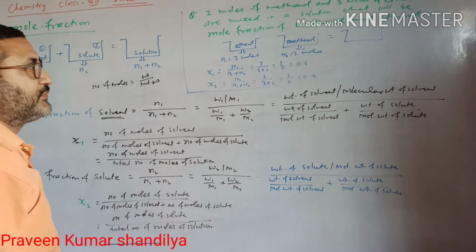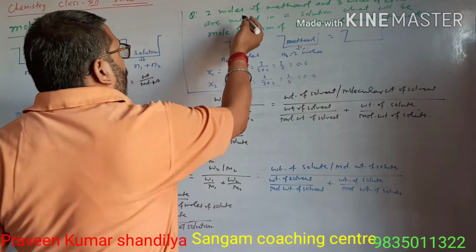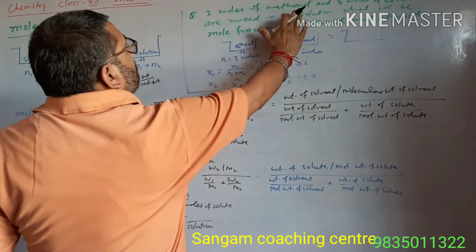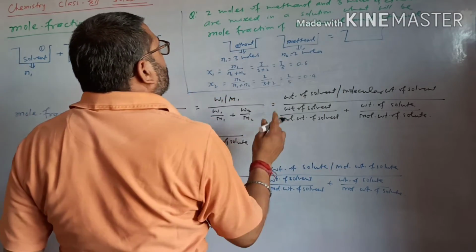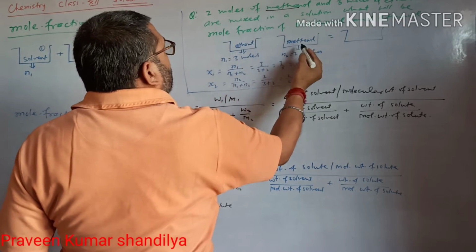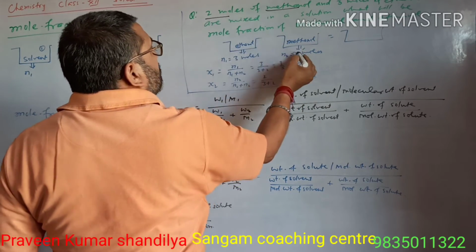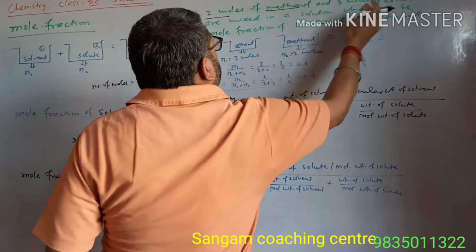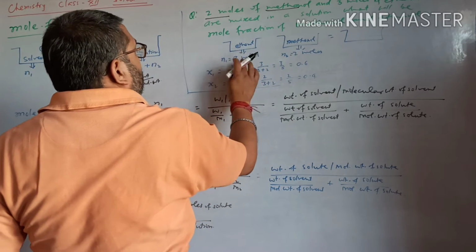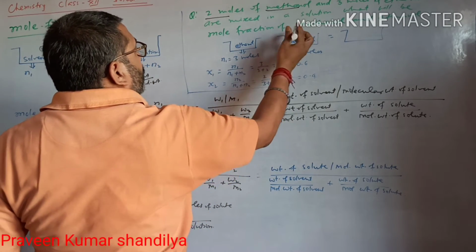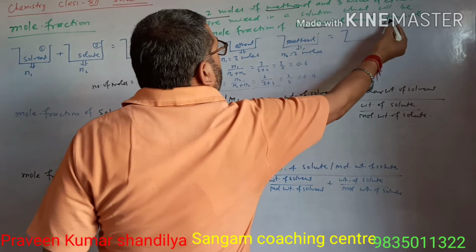Now we have to see a problem. 2 moles of methanol and 3 moles of ethanol. Where is methanol? Here is methanol, 2 moles. Here is ethanol, it is the solvent, 3 moles. We have to find out the mole fraction of methanol and ethanol.